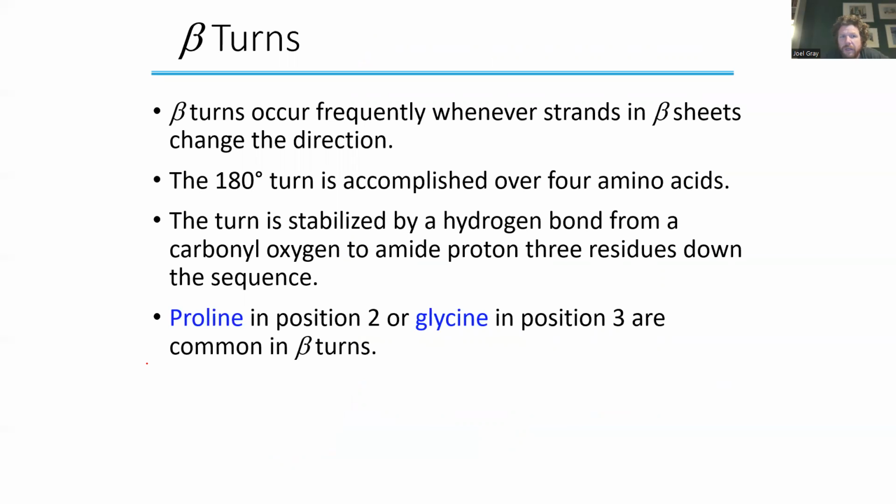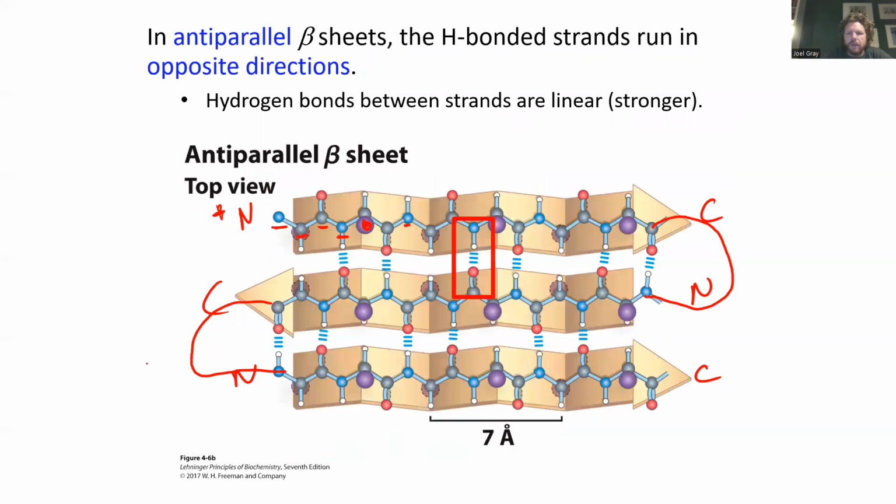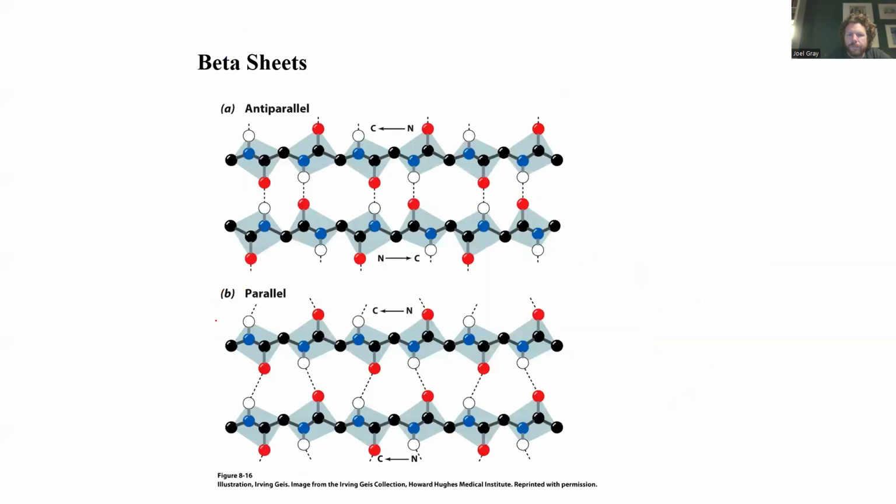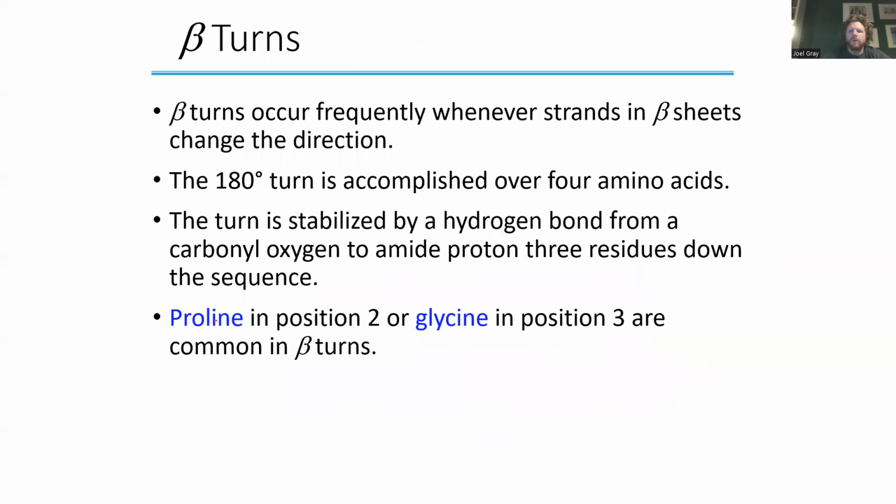The last kind of component of alpha helices versus beta sheets is what's known as a beta turn. These occur frequently whenever strands of beta sheets change direction. Now, if we go back over here, this would be considered a beta turn. This could be considered a beta turn. So the turn is stabilized by a hydrogen bond from carbonyl oxygen to amide proton, 3 residues down from the sequence. Proline in position 2 or glycine in position 3 are common in beta turns. So that's kind of interesting.